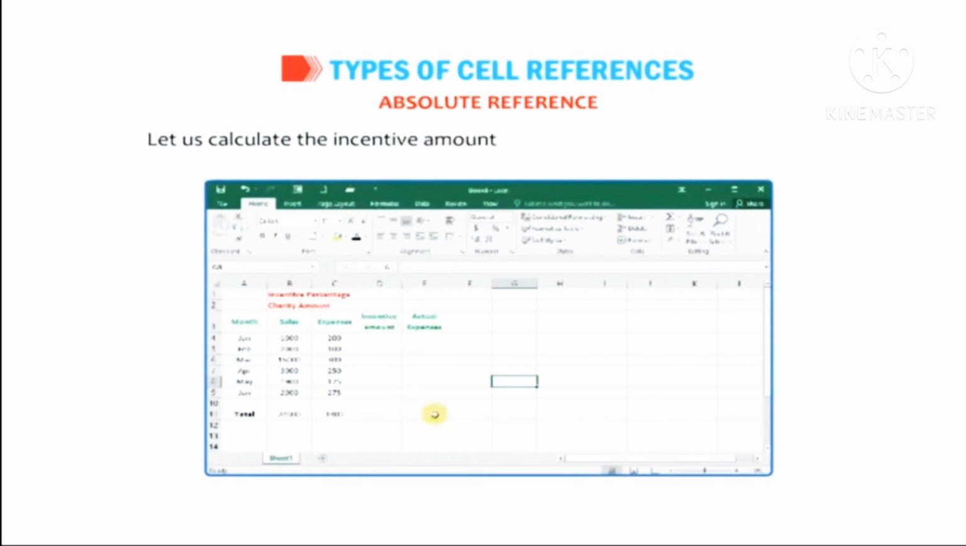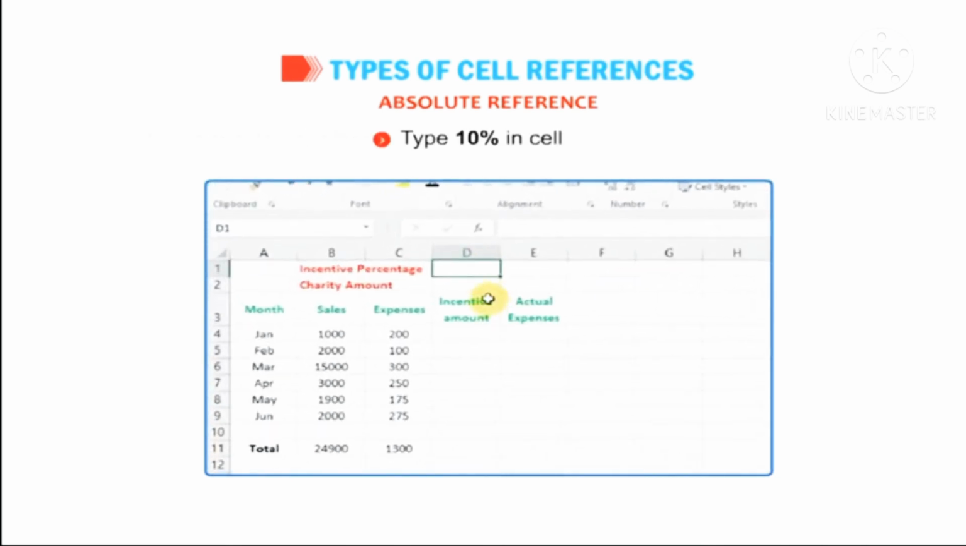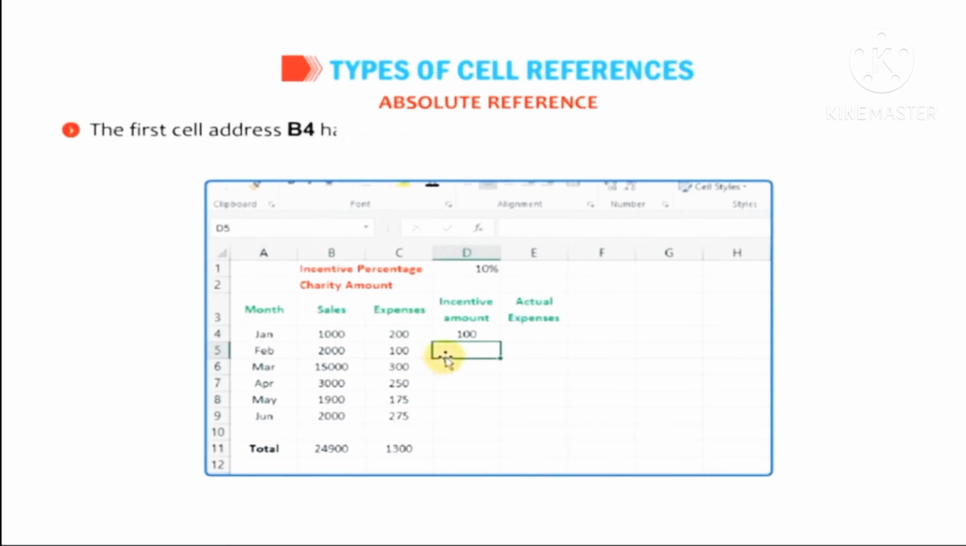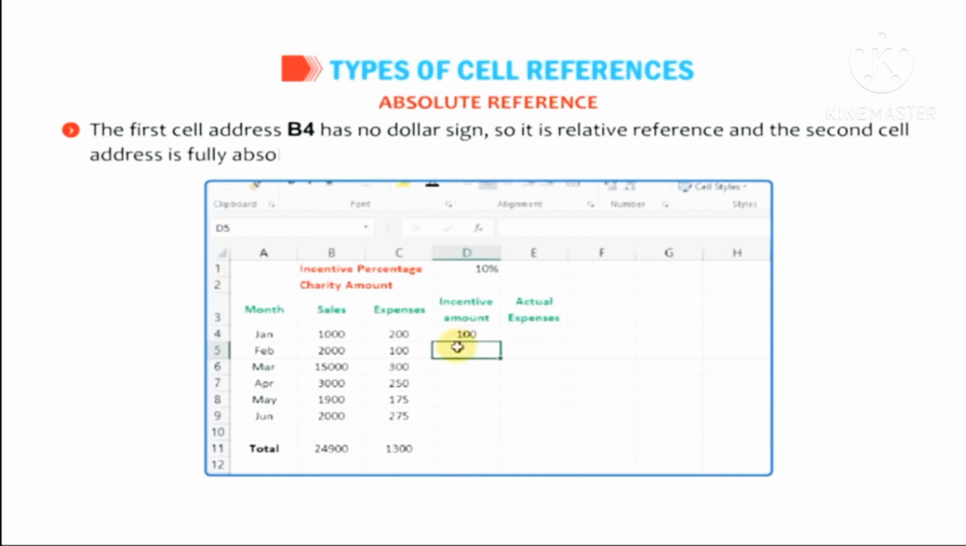Let us calculate the incentive amount at the rate of 10% on monthly sales. Type 10% in cell D1. After that, click on the cell D4. Type equal B4 multiply by $D$1. The cell D4 displays the value 100. The first cell address B4 has no dollar sign, so it is a relative reference, and the second cell address is fully absolute.